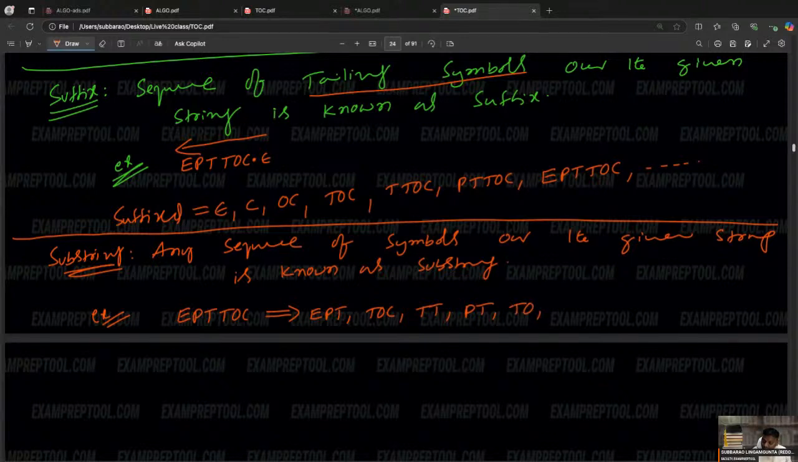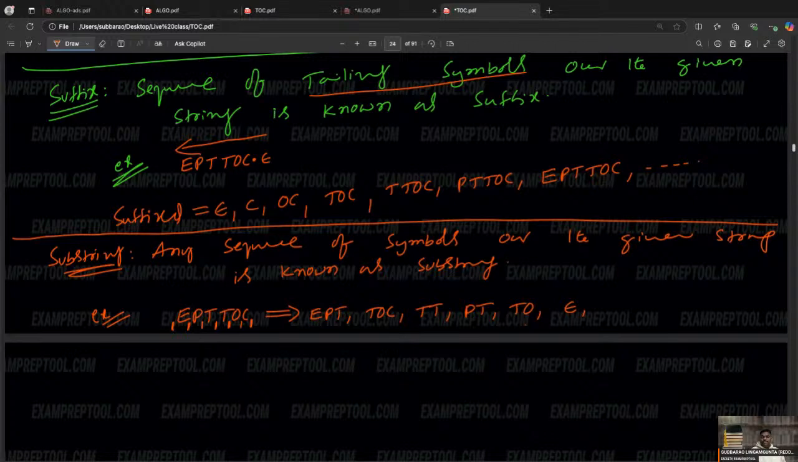But remember, as I mentioned, epsilon is sarvantaryami. He may be at the start, he may be anywhere. So epsilon is also a substring. In EPT TOC, epsilon can be at the first place, the last place, or in the middle. He will be here also, and here also. Ghost can be anywhere.